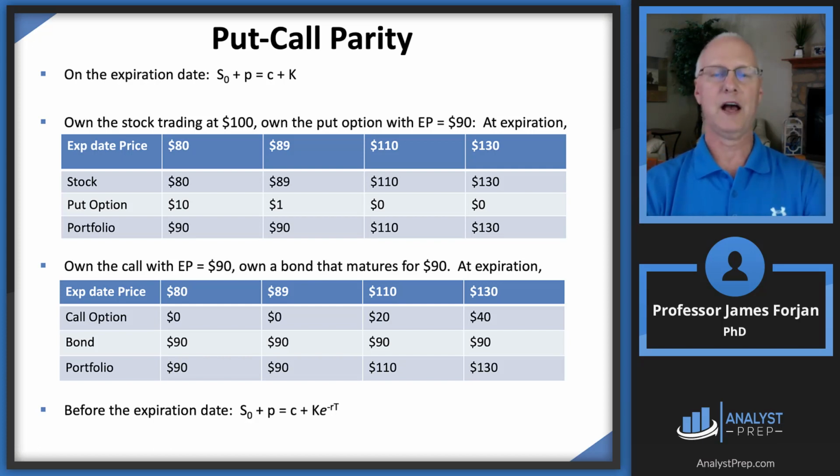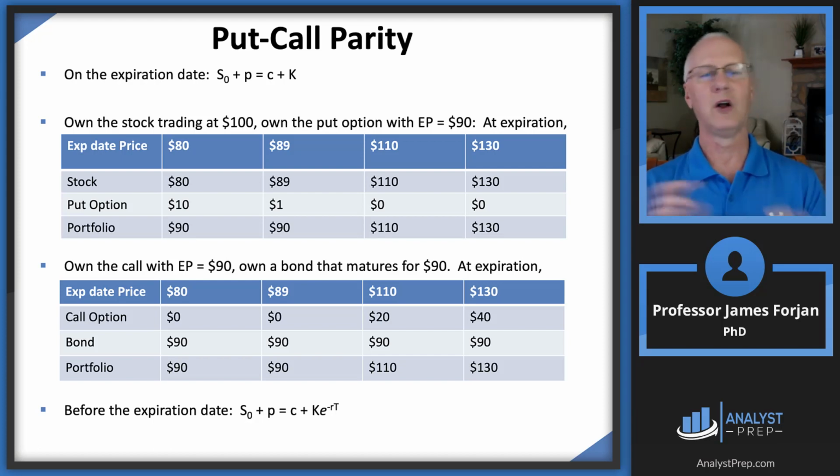All right, take a deep breath now. Let's forget about that portfolio and let's do something else. Let's suppose we have a different portfolio in which we own the call option that has an exercise price of 90 and we own a bond that matures for $90. This is going to be a risk-free bond so that there is no uncertainty about that $90 receipt at the maturity date of the bond. And just for simplicity's sake, let's suppose this is a 0 coupon bond.